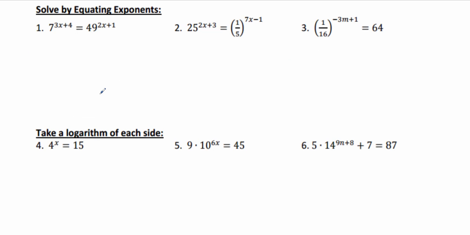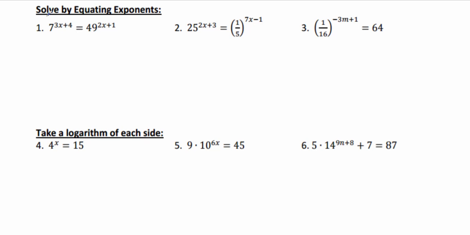Okay, there's really three parts to this power assignment. This lesson, we have solve by equating exponents, taking the logarithm of each side, and then raising it to its base and stuff like that. And that's the third section there. So I'm going to do the first two in each, and you're going to do the third one. The third one's a little harder, but it's the same general concept. It's just taking it to that next level.